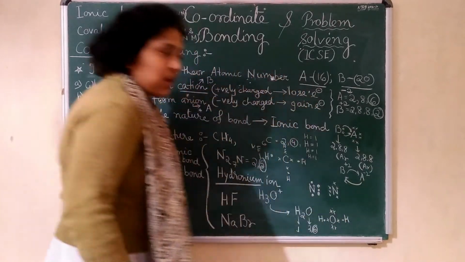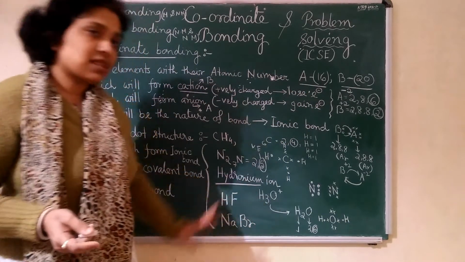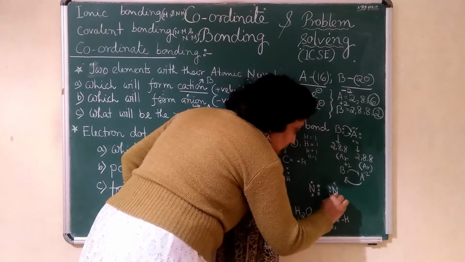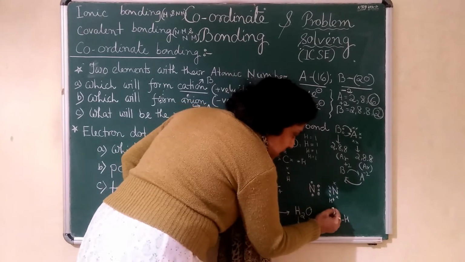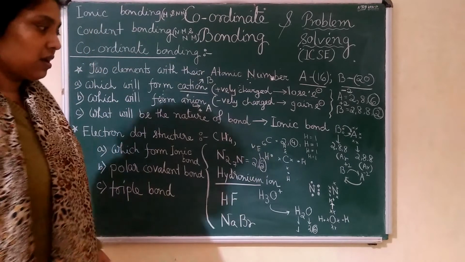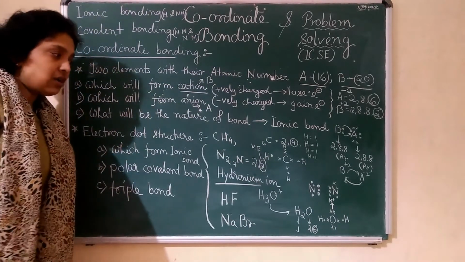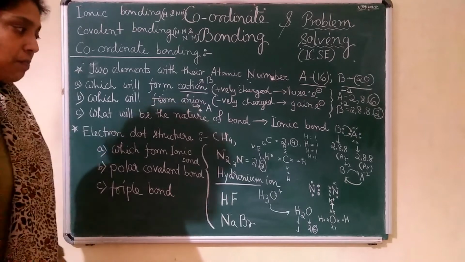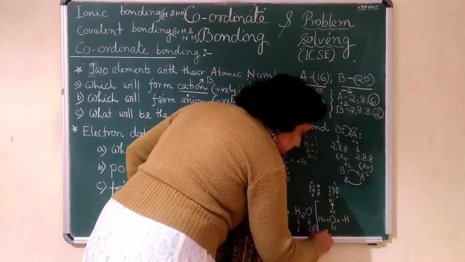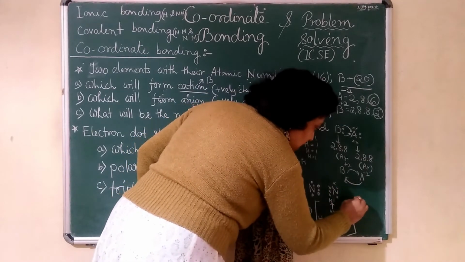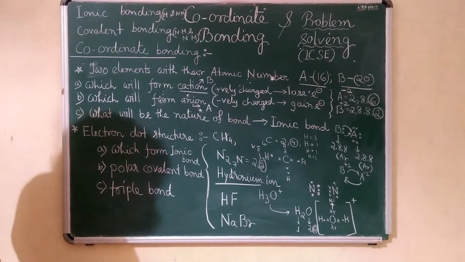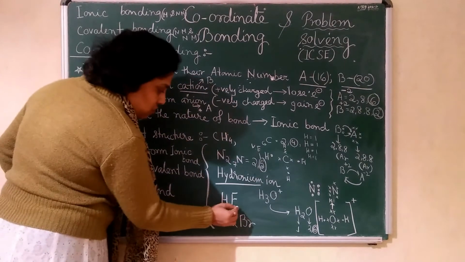Now this lone pair will be given to whom? H plus ion. So that H plus ion it will be, and this electron will be given to H plus ion. So this is the structure of hydronium ion. Okay, and either you write here or you can write bracket and that plus sign is outside this way. Then HF. Next one is HF.